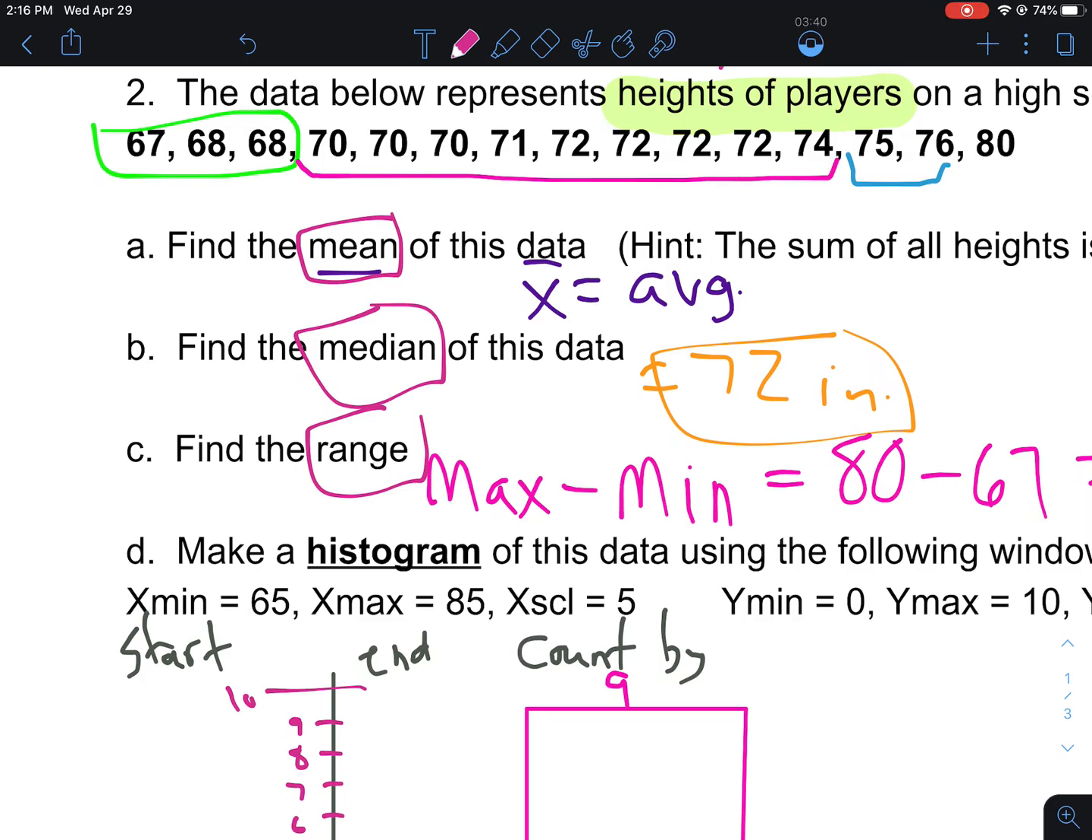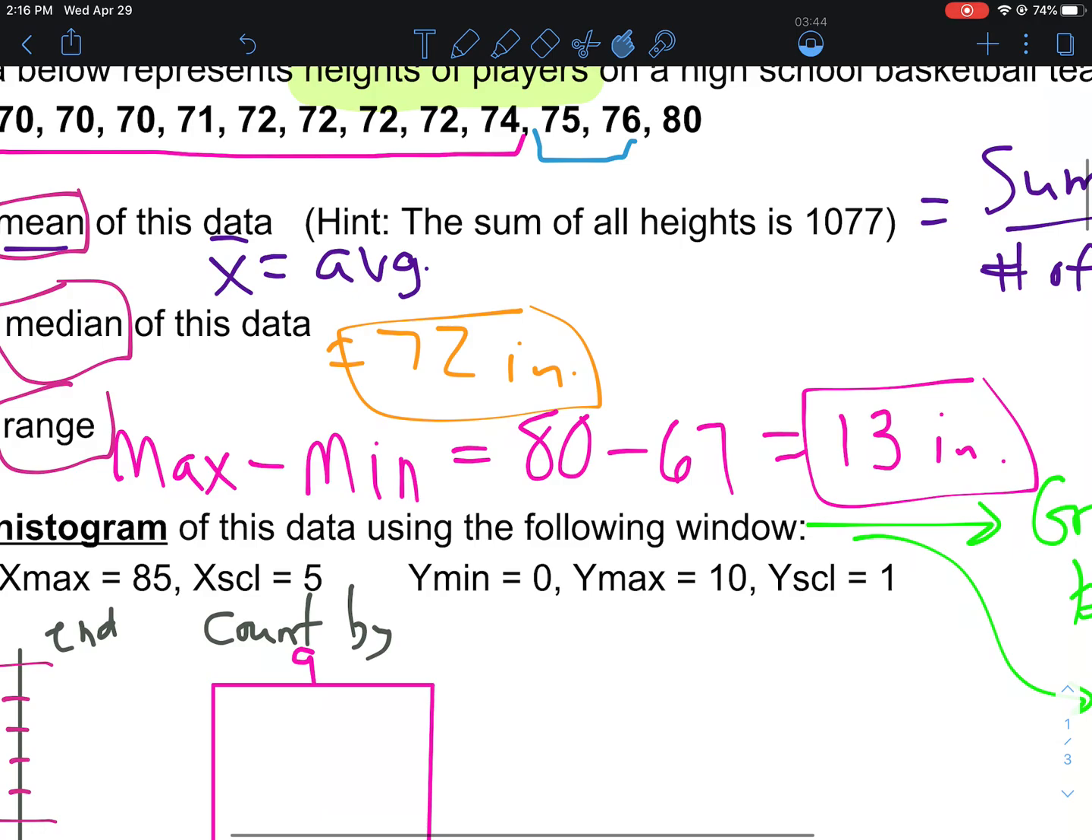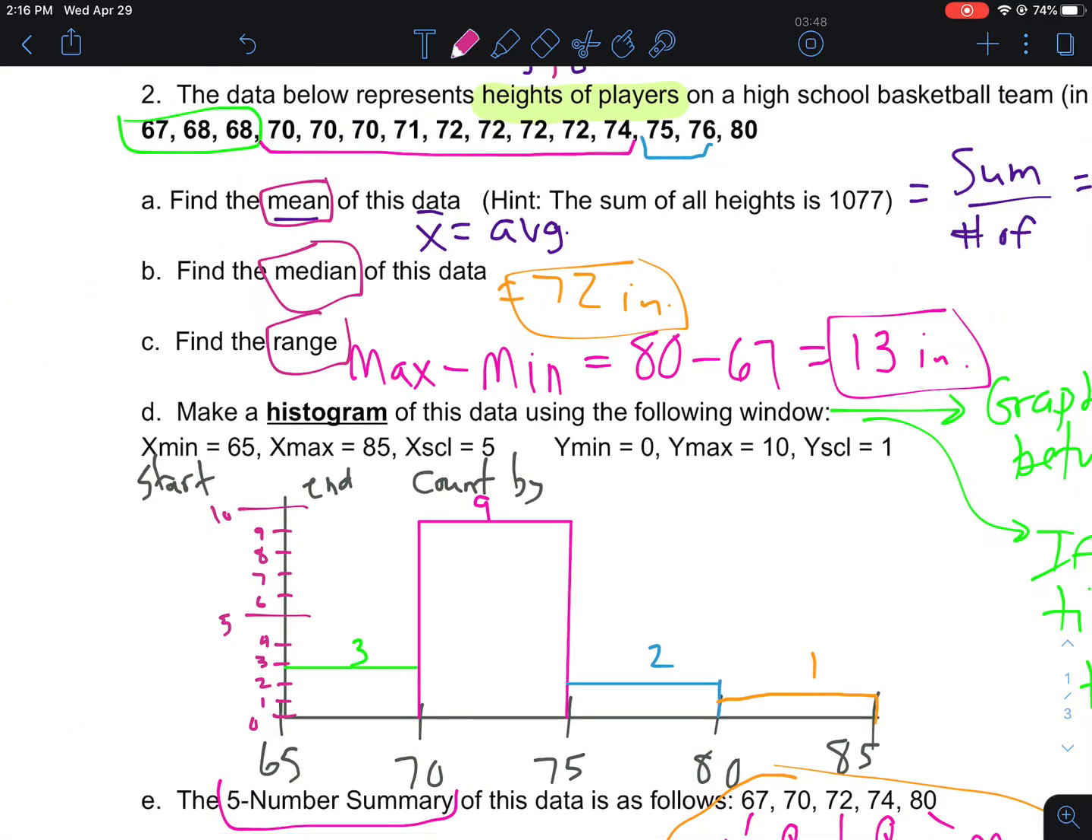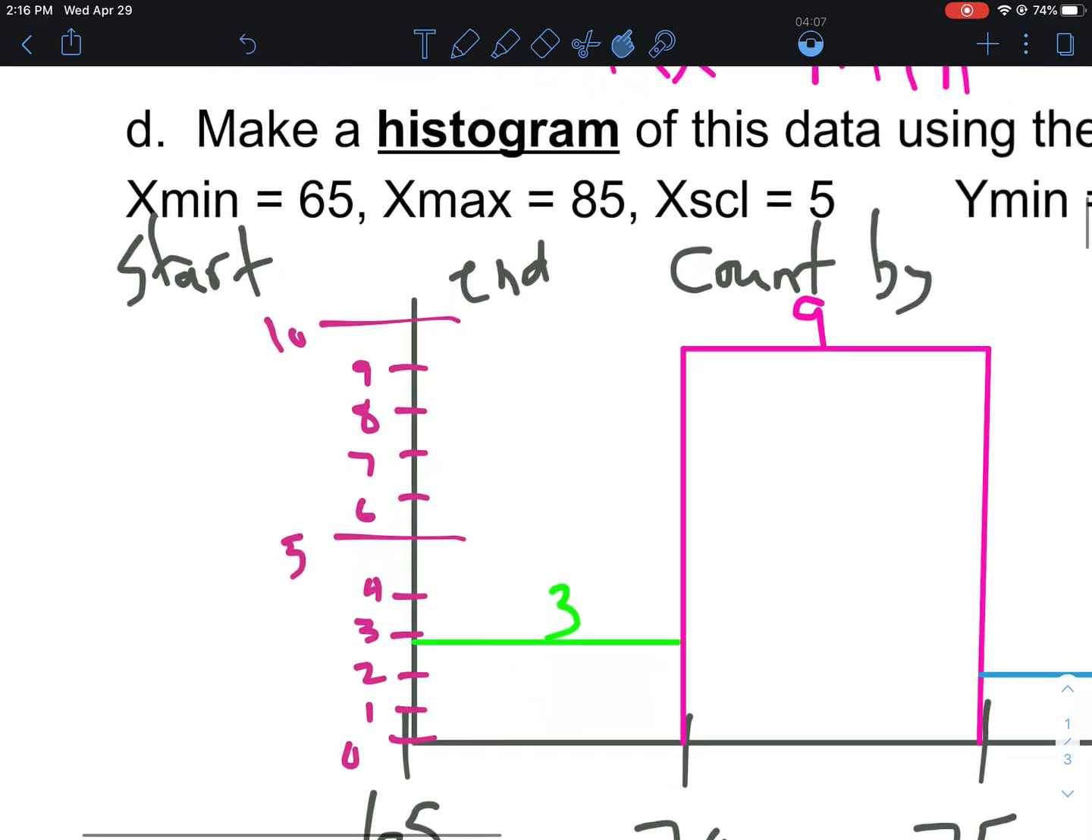Range, if you're ever asked to find the range, that's just max minus min, biggest minus smallest, and the range of heights is 13 inches. Now on to histogram. So what I meant by a grouped bar graph, I said that just a second ago. A histogram, instead of making a bar graph and having a bar at 67, a bar at a height of 2 for 68, a bar at a height of 3 for 70, that can get redundant. What a histogram does is it groups them together.